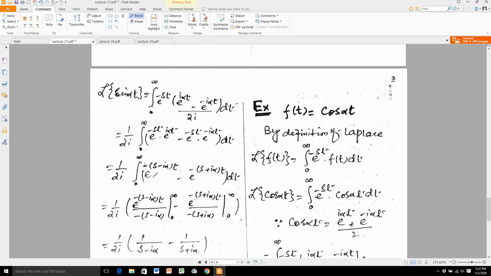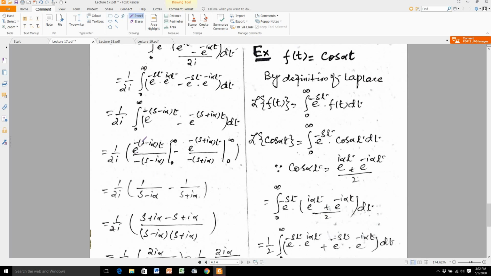When I take its integral, I get e raised to the power minus (s minus iota alpha) t divided by minus (s minus iota alpha), from 0 to infinity, minus e raised to the power minus (s plus iota alpha) t divided by minus (s plus iota alpha), from 0 to infinity. When I evaluate these functions on their respective limits, I get 1 over s minus iota alpha minus 1 over s plus iota alpha.